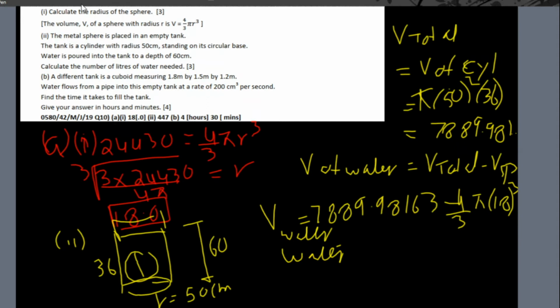Okay, so I've made a mistake here. This should be pi 50 square times 60, because the length of the cylinder is 60. So pi times 50 square times 60 gives 4171238. Subtract these: minus 4 over 3 times pi times 18 cube.